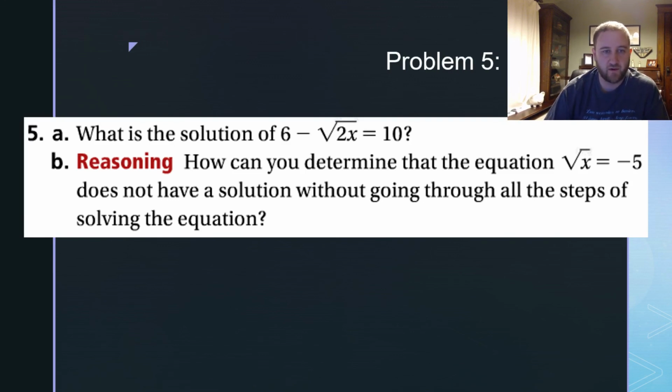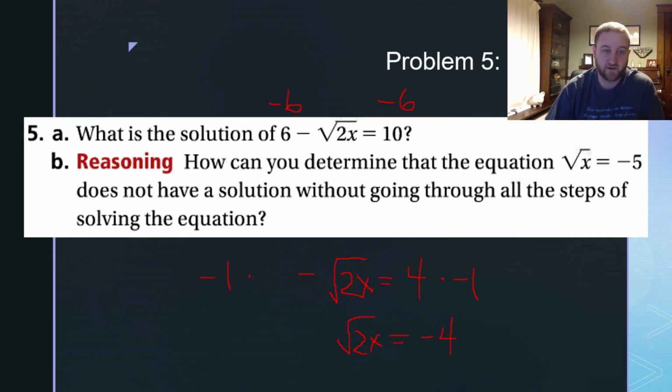Okay, so what we're going to do here is we're going to subtract 6 on both sides, and we get negative radical 2x equals 10 minus 6, which is 4. Now we've got this negative here. To get rid of that, we're going to multiply both sides by -1. And you get radical 2x equals 4 times -1, which is -4.